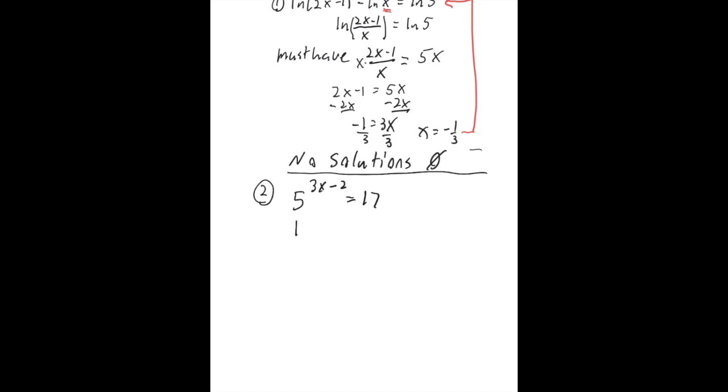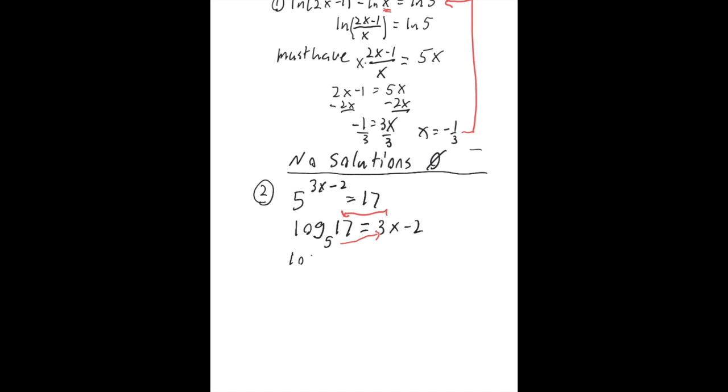The thing you're taking to the exponent is the base. The exponent is 3x minus 2, so here's the logarithmic form. Log base 5 of 17 is equal to 3x minus 2. Now, let's finish solving for x, and I'm going to leave the log base 5 of 17 there until the end, and then if you want to, you can calculate that out on a calculator using the change of base formula.